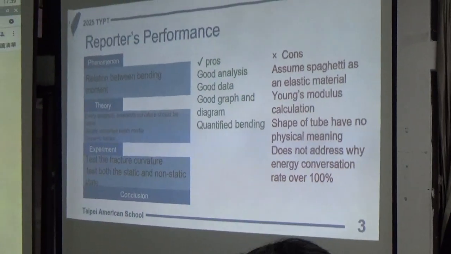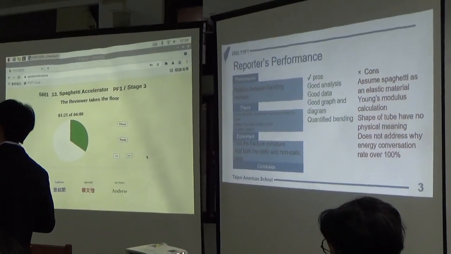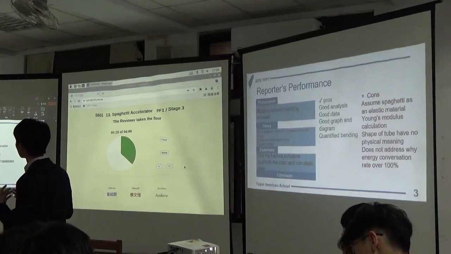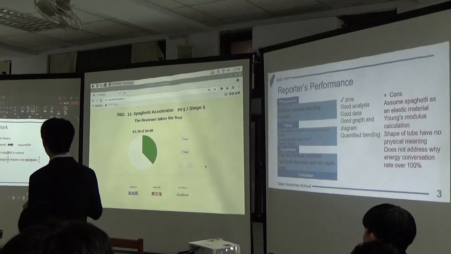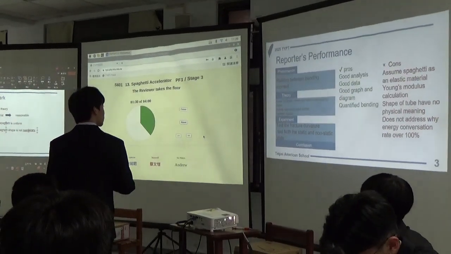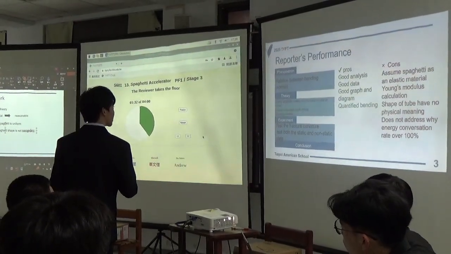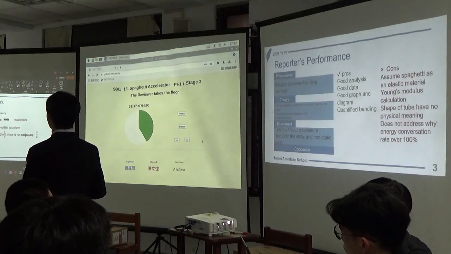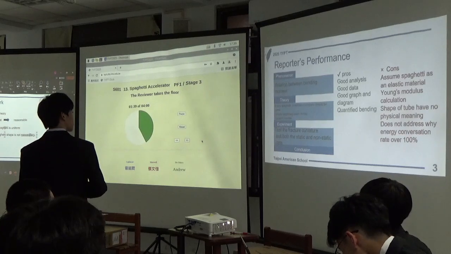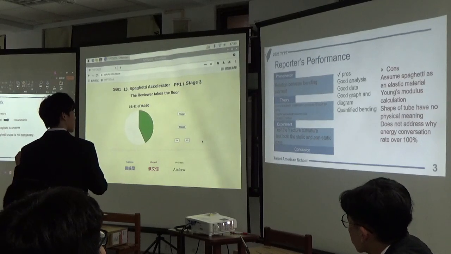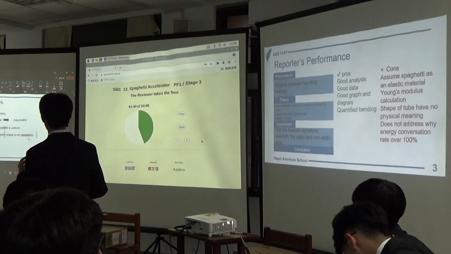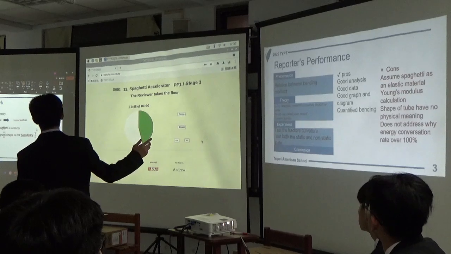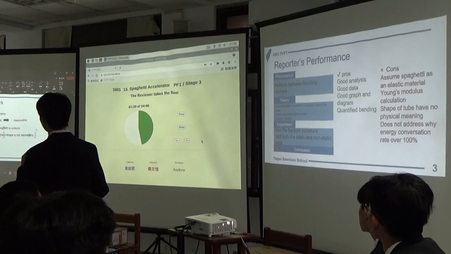It's very good data and analysis and provided a good explanation for your theory, and also quantified the bending. However, you assume that spaghetti is a completely elastic material, which might not be the case when using the Euler-Bernoulli beam theory. You also said the shapes have physical meanings, which I disagree with. And you did not address why the energy conversion factor is over 100% during the presentation.